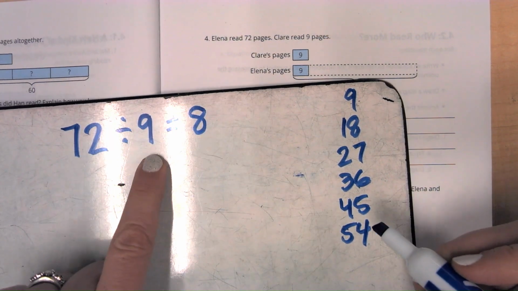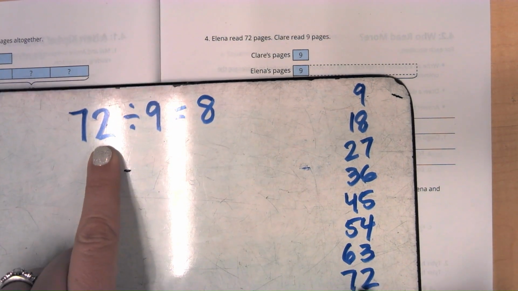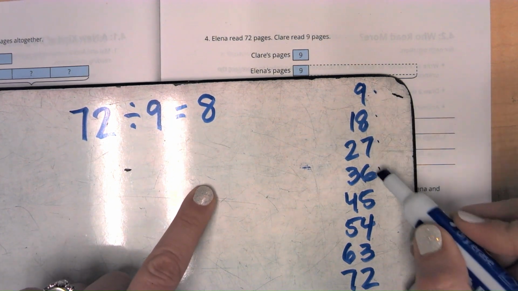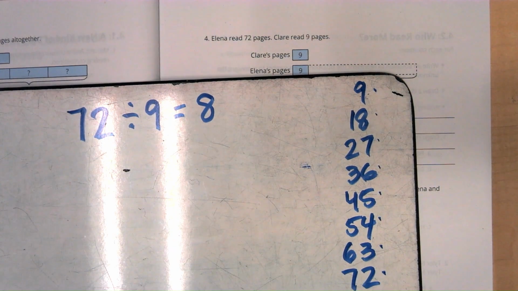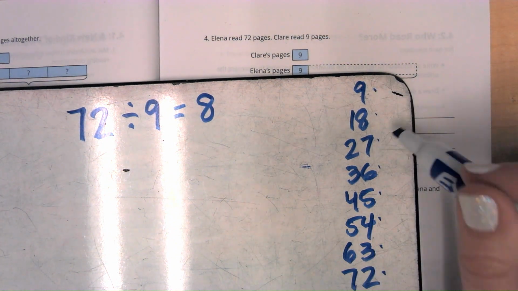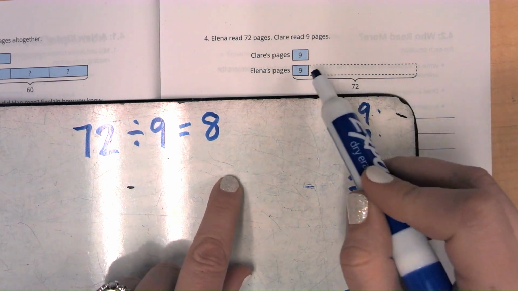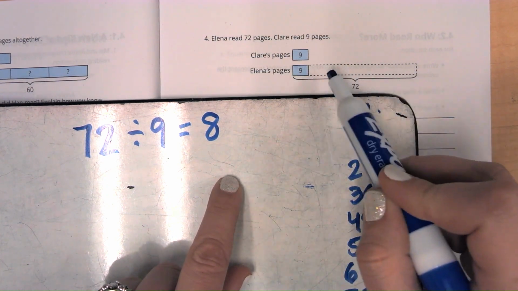Writing out my 9s until I hit this number. There it is. 1, 2, 3, 4, 5, 6, 7, 8. I have listed my 9s, and I have 8 groups of 9, excuse me. We're missing the groups here.